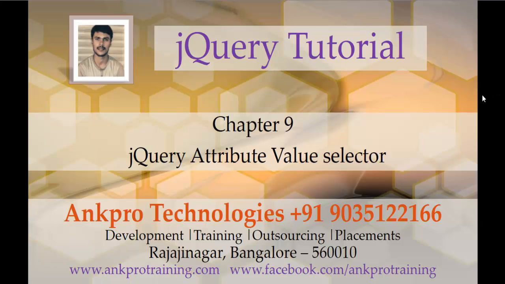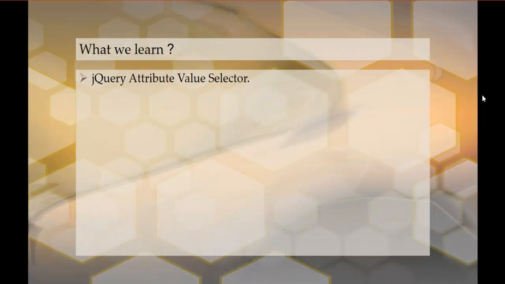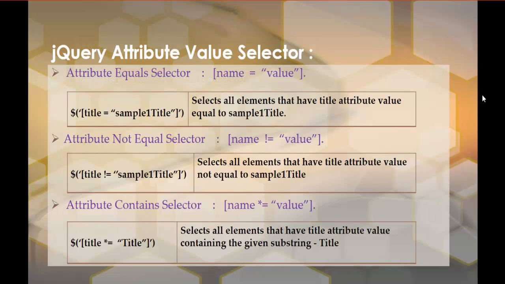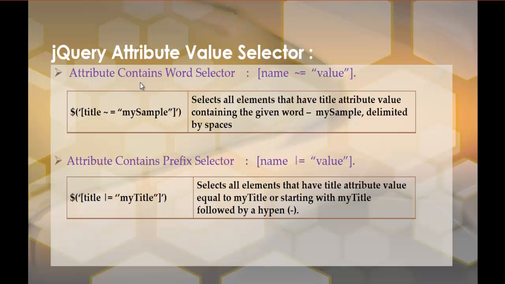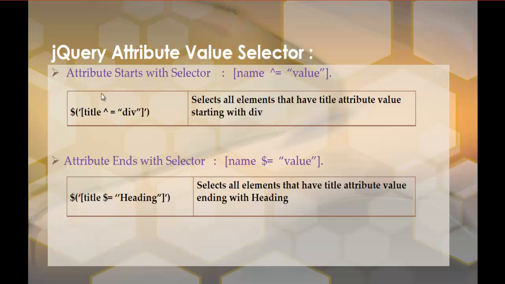My name is Harish. In this session, we are going to learn about the jQuery Attribute Value Selector. jQuery Attribute Value Selectors are of 7 types. The first one is Attribute Equals Selector, Attribute Not Equal Selector, Attribute Contains Selector, Attribute Contains Word Selector, Attribute Contains Prefix Selector. And also we are having the last two. They are Attribute Starts with Selector, Attribute Ends with Selector.